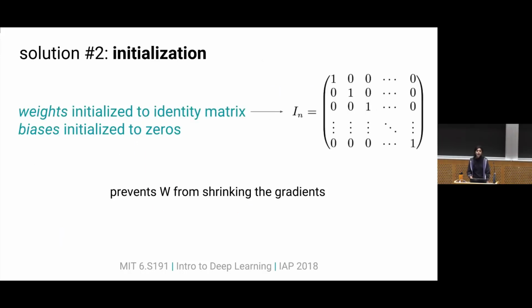Another solution would be how we initialize our weights. If we initialize the weights from a normal distribution, they'll be mostly less than 1, and they'll immediately shrink the gradients. If instead we initialize the weights to something like the identity matrix, it'll at least prevent that W term from shrinking that product, at least at the beginning.